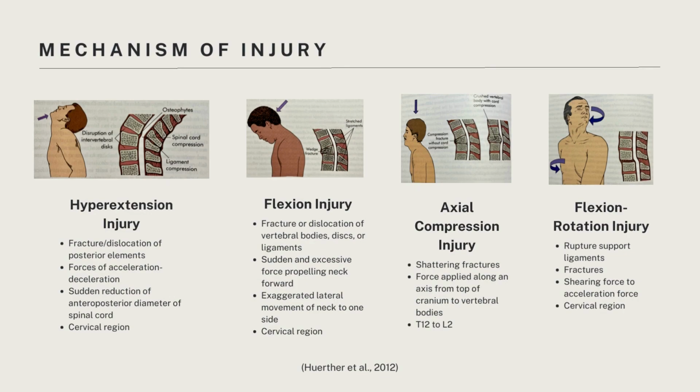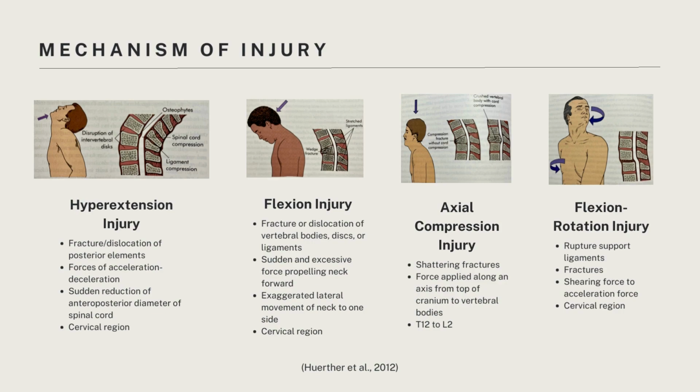The first one is hyperextension injury, which occurs when the spine is overextended, resulting in fractures and dislocations of posterior elements. This is most common in the cervical region.